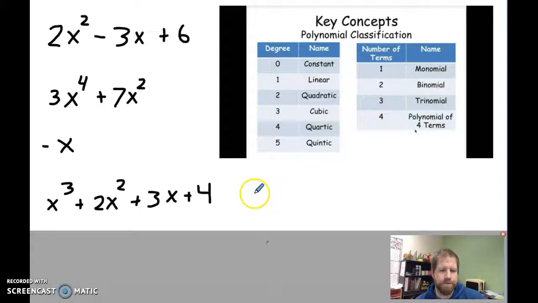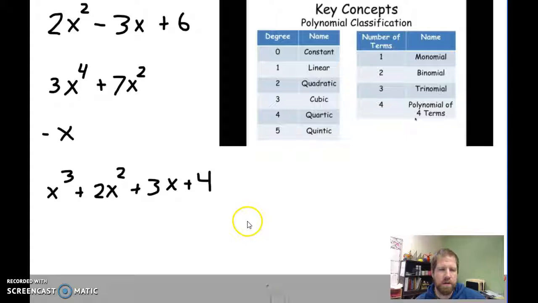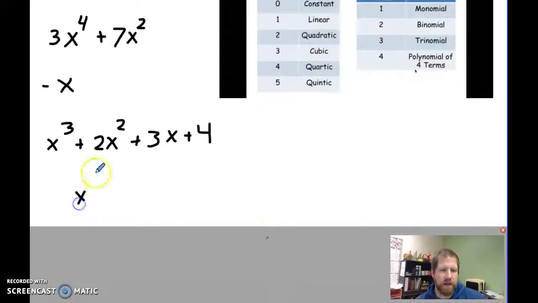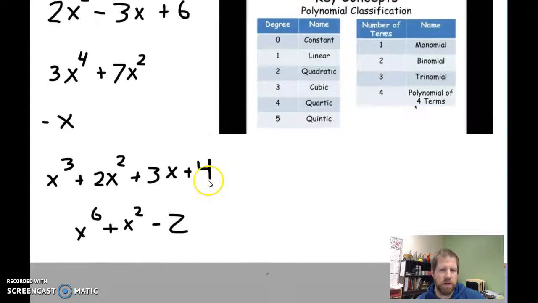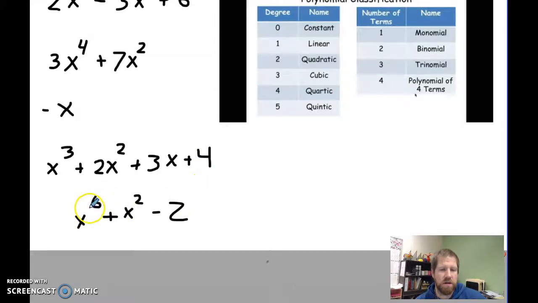Alright, and if we wanted to go higher, say I had x to the 6th plus x to the 2nd minus 2. This is going to be a 6th degree trinomial. 6th degree trinomial. 3 terms, highest degree is 6.